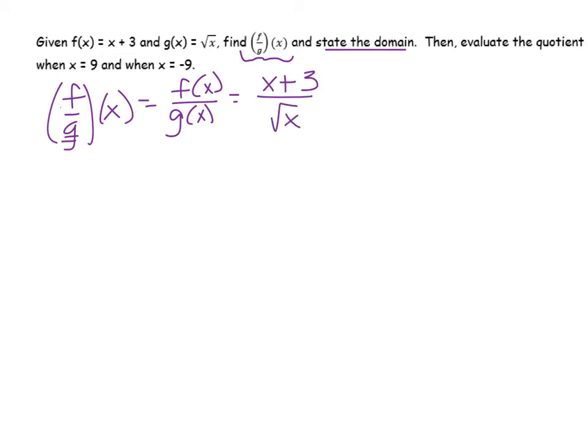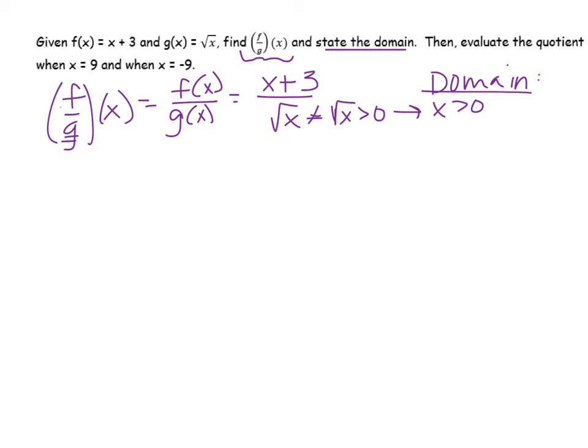Looking at this function, we know some things about the denominator. Denominators can't equal 0, and square roots have to be positive, so the square root of x has to be greater than 0 because it can't equal 0. That means x has to also be greater than 0. It would be positive, so the square root would work, and it wouldn't be 0, so it wouldn't be undefined. This is your domain. As long as x has a value greater than 0, this division works.